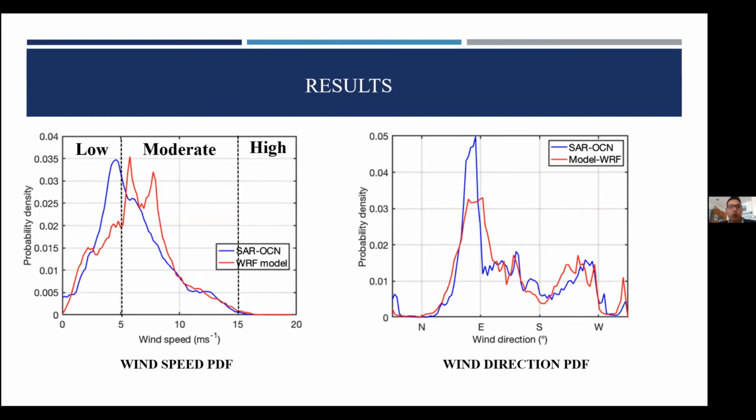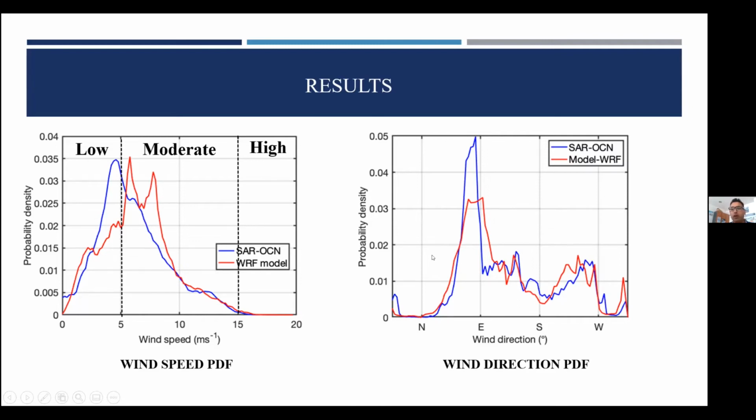Here we can show the categorization of our wind field. Usually a wind field of less than 5 meters per second is considered low wind, 5 to 15 meters per second is considered moderate, and higher than 15 is considered high wind. From the probability density functions, we can see that over the whole examined period of 2 years, the wind field is blowing low to moderate, and this agrees very well with the model as well.